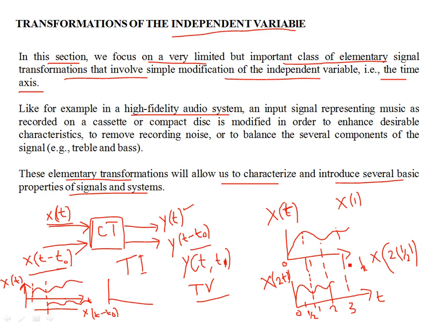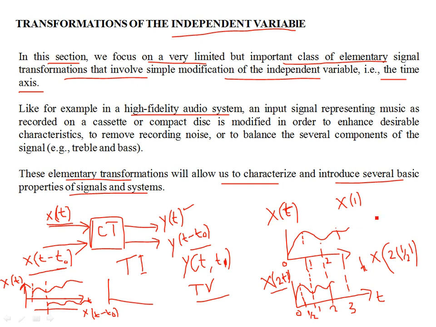For example, this amplitude is going to start a little bit earlier, and this compression happens at twice the rate. So this crest occurs before 1, and that occurs at 1 by 2. This has to occur at twice the speed. Similarly, if this trough, this local minima, is occurring at t equal to 2, then this has to occur at t equal to 1 in x(2t), right?